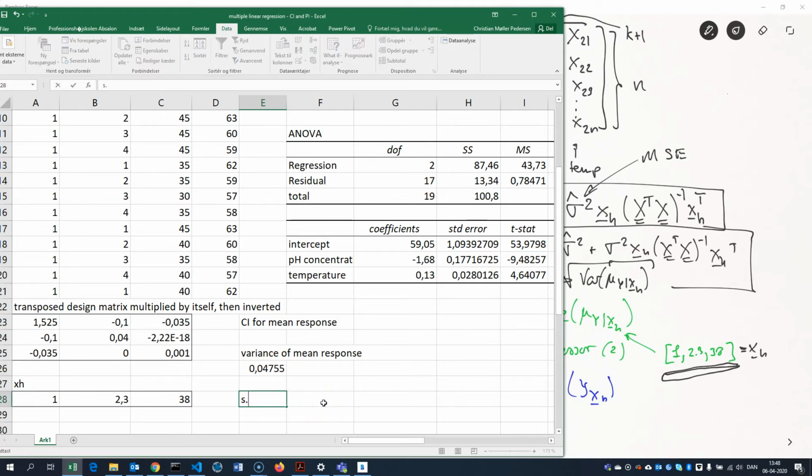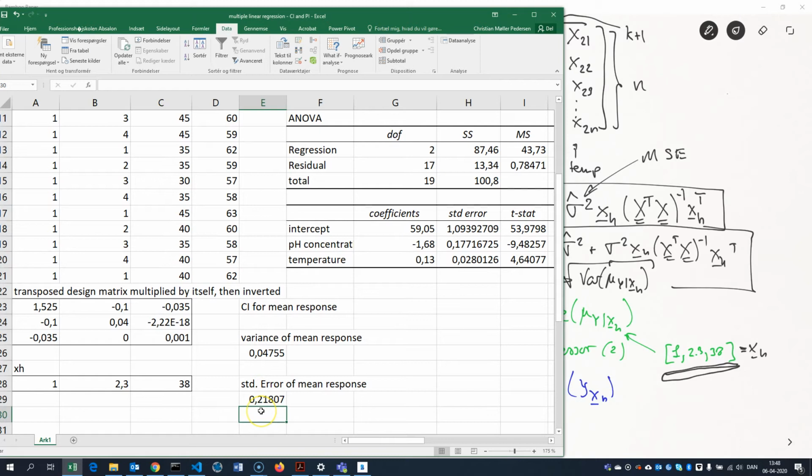Then I would like the standard error of the mean response. Well, that's just the square root of the variance. So in Danish, kvadratrod, in English, SQRT, the square root of this number here, that's the standard error. And then we're ready to compute the actual, well, not quite yet.